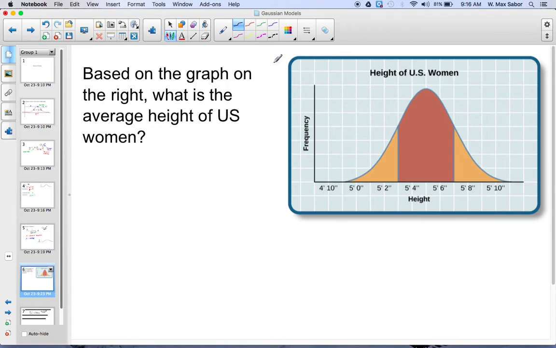Based on the graph at the right, what is the average height of US women? Well, we can say that in a Gaussian, typically what happens is the center of the curve is the maximum, where you have the average, and then the maximum value is the frequency of that average. So because the x-coordinate is between 5 feet 4 inches and 5 feet 6 inches, this implies that about 5 feet 5 inches is the average height of US women.